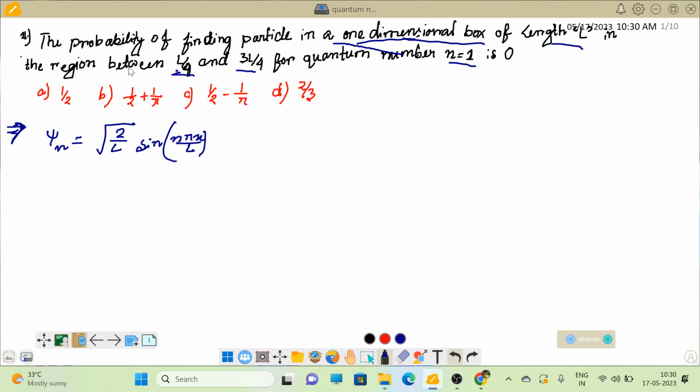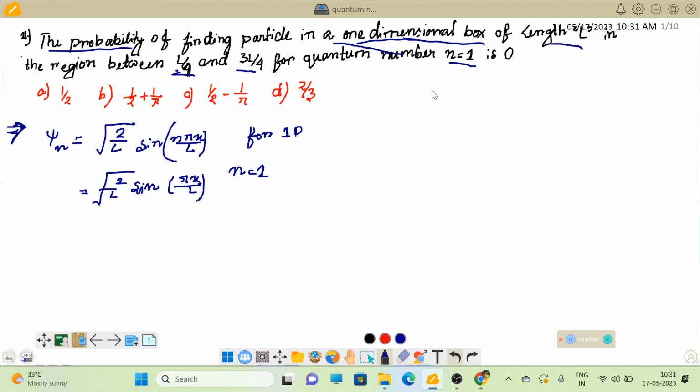This is for 1D. Here they already told that n equal to 1, so we can write it as root 2 by L sine pi x by L. L is the length given. Now they want to know the probability.